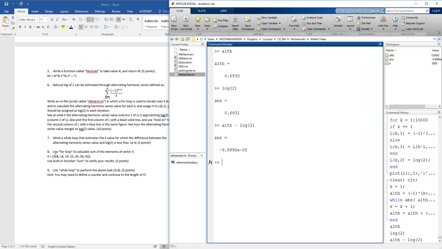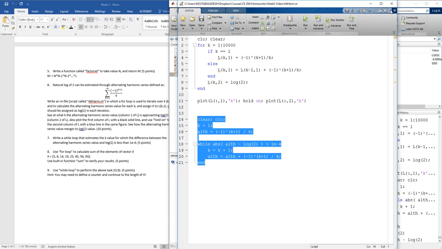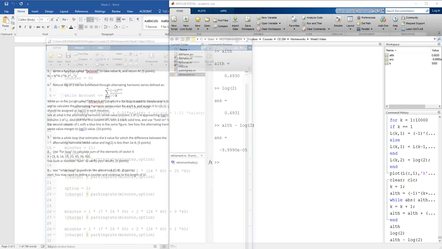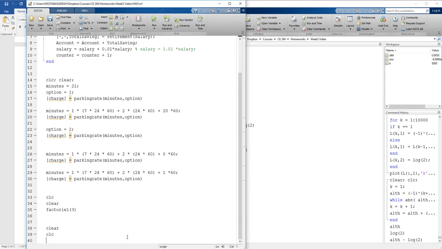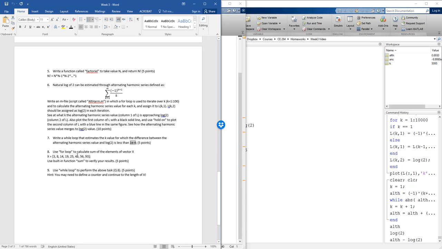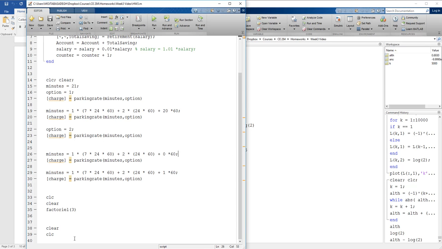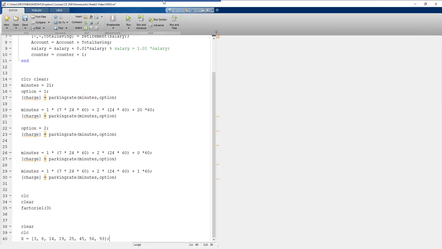Now question 8 asks, use a for loop to calculate sum of the elements of vector x. As you remember, let me go back to this. Alt h is done. I'm going to close this. Let's go back to this. Clear and clc. The question asks, use a for loop to calculate sum of the elements of vector x. Let me just copy and paste vector x into here.